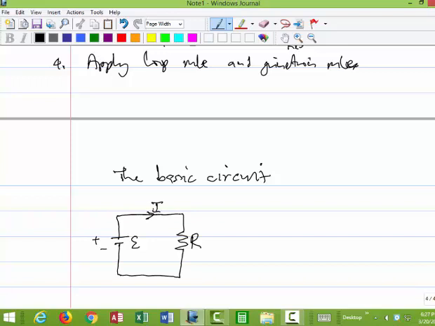So the potential drop in the loop must be equal to 0. It means that the sum of all potential drops must be 0. So I'll take the EMF. If my current is going this way across the battery, then I have E, which is positive. This is positive and that's negative, so the current is going that way. So E minus I R should be equal to 0.